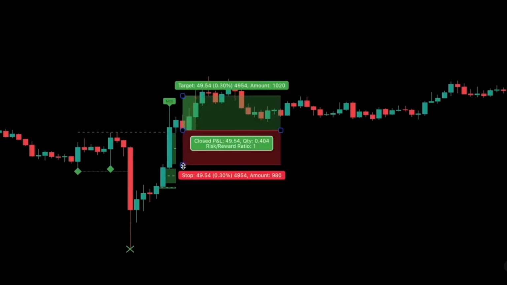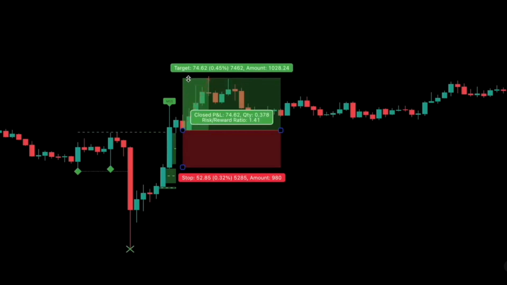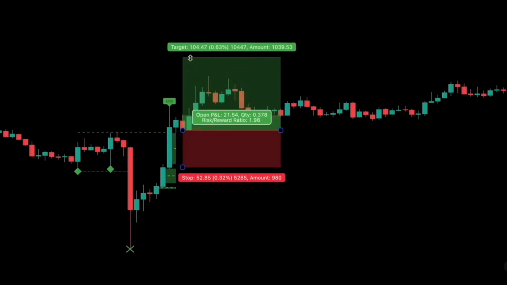Set the stop loss slightly below the most recent bullish fair value gap. The take profit target will be set at 2 times the risk, with the stop loss adjusted to break even once the market reaches a 1-to-1 risk reward.